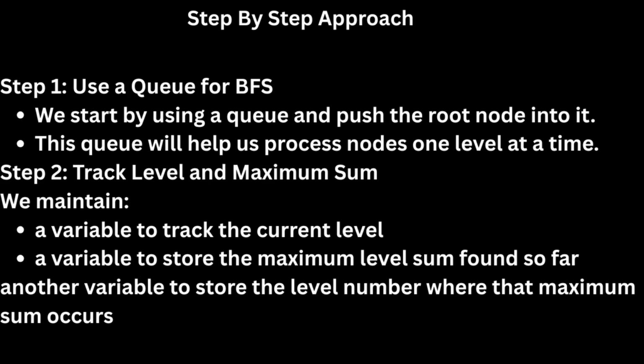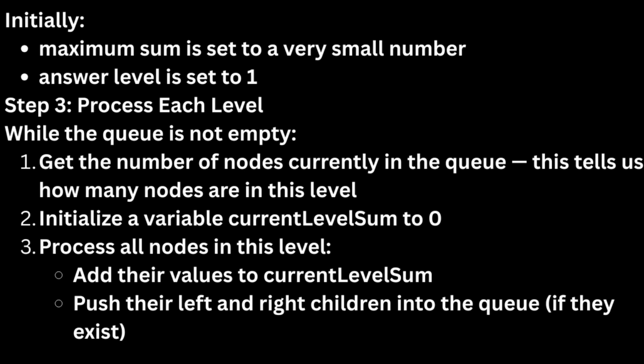Step-by-step explanation. Step 1. Use a queue for BFS. We start by using a queue and push the root node into it. This queue will help us process nodes one level at a time. Step 2. Track level and maximum sum. We maintain a variable to track the current level, a variable to store the maximum level sum found so far, another variable to store the level number where that maximum sum occurs. Initially, maximum sum is set to a very small number. Answer level is set to 1.